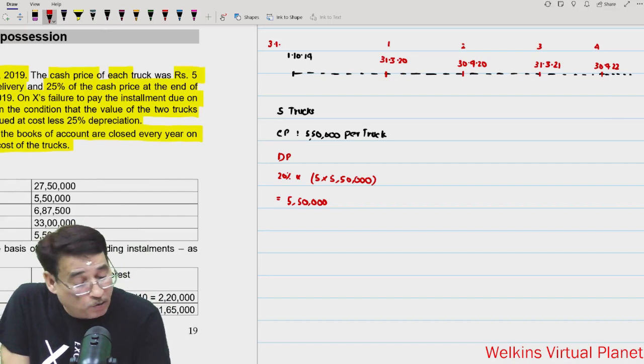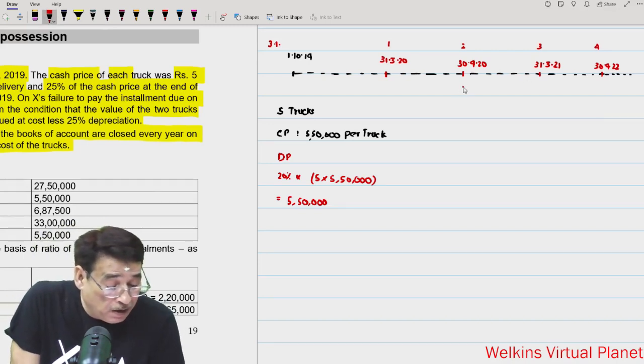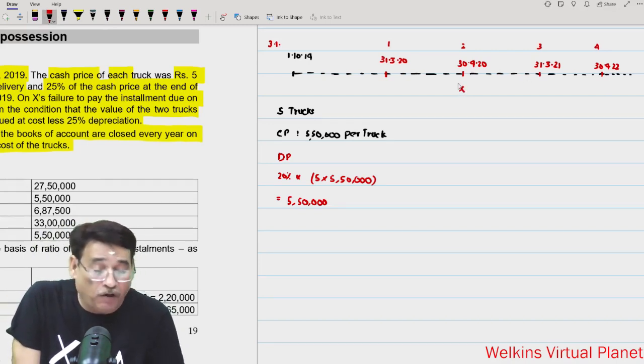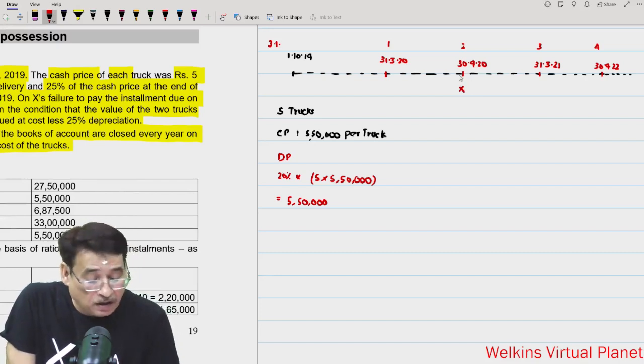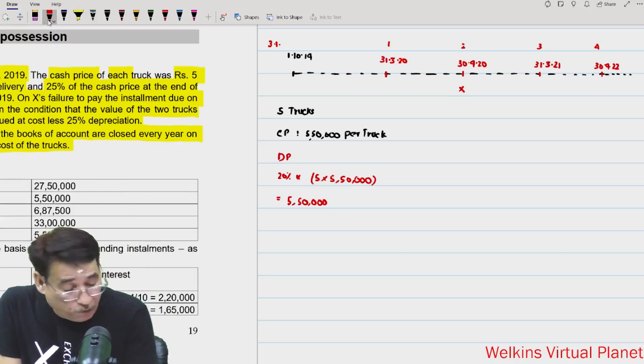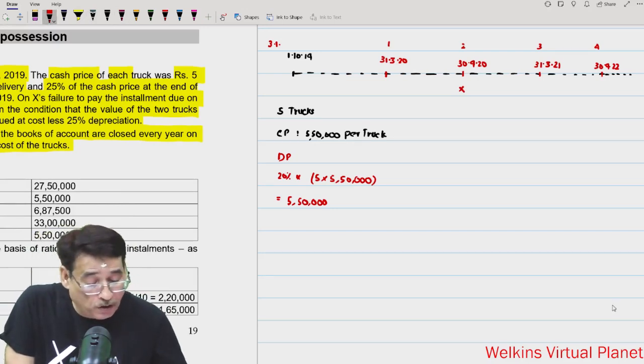Also in this particular question, it was stated that default was committed at the time of the second installment, that is on 30th of September 2020. Is it clear? Now, first of all, let me also show you the computation of installment.